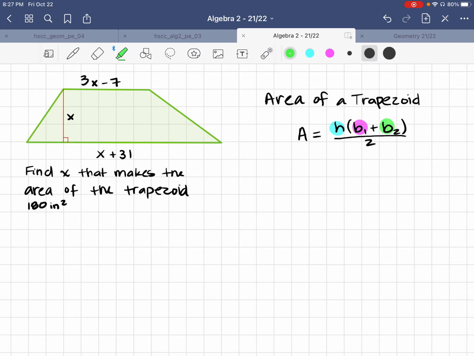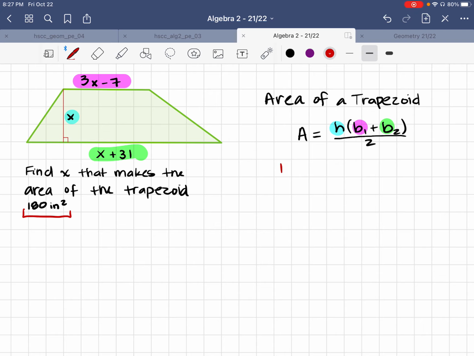So when we look at this problem, we notice that our base on the bottom, x plus 31, is going to be B2. And then our base on the top, 3x minus 7, is going to be our B1. And then our height, or our altitude, is going to be x. The only thing we need now is to know what the area is. And they tell us right here that the area is going to be 180.